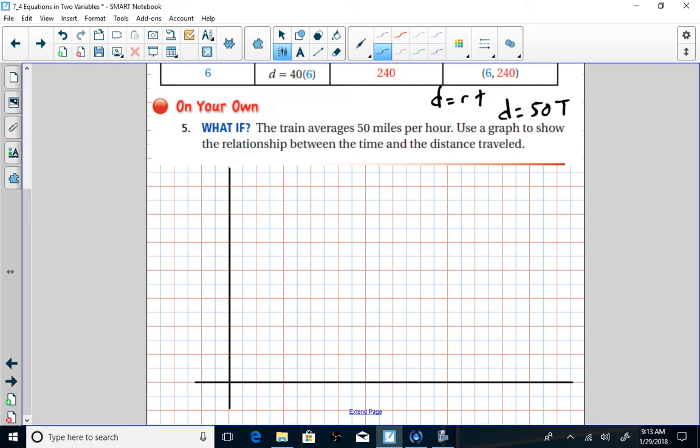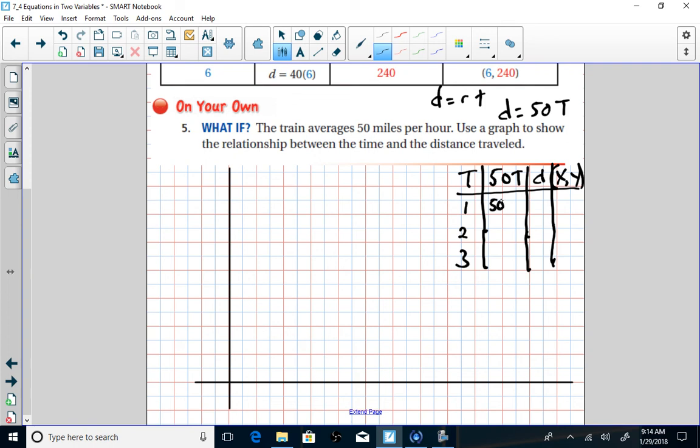And then we create a data table. So T is our input. We have 50 times T. Output is going to be D, and the ordered pair X, Y. Probably should give myself a little bit more room, but you'll get the idea. We'll do it for 1 hour, 2 hours, 3 hours. We'll make it quick.